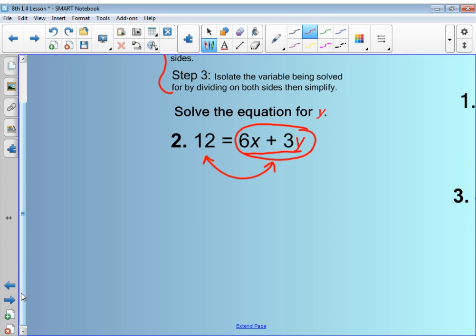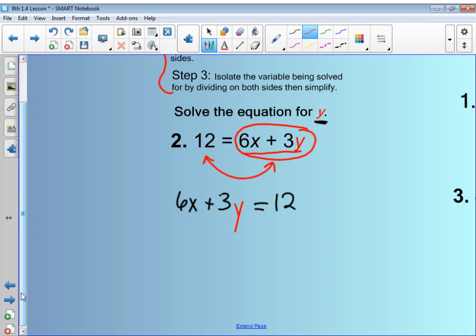So I have 6x plus 3y, and I'm going to keep my y red just to make it easier for you guys to look at, equals 12. I'm solving the equation for y. That's how I know that I'm going to leave the y and isolate the y.